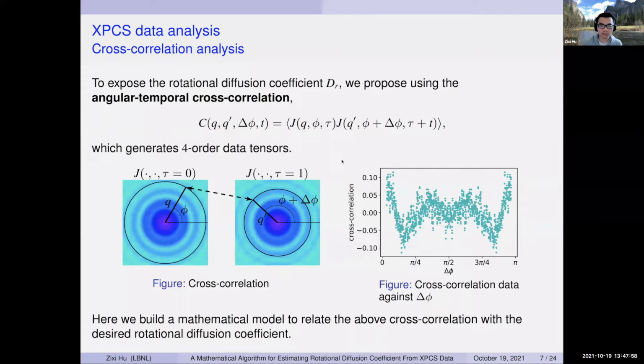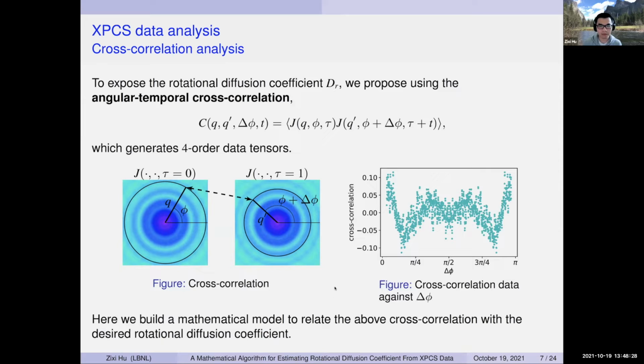So if we ignore the denominator, the normalization in the autocorrelation function, the numbers produced by the autocorrelation function G2 are only a subset of the numbers produced by the cross-correlation function. As Q and t vary, G2 will give us only a data matrix, whereas as Q, Q prime, delta phi, and t vary, they give us a 4-order data tensor. So the cross-correlation provides absolutely more information. There is a lot more we can do with it.